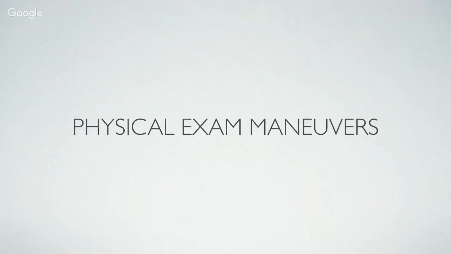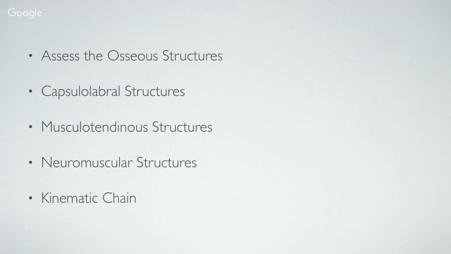So there are a number of physical exam maneuvers I want to go over. First, Dr. Martin out of Baylor University is an orthopedic surgeon who has published a lot of the literature on this so far. He recommends a 5-level examination assessing the osseous structures, capsulolabral, musculotendinous, neuromuscular, and finally the kinetic chain.